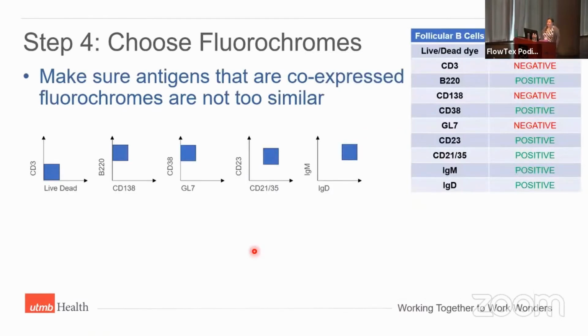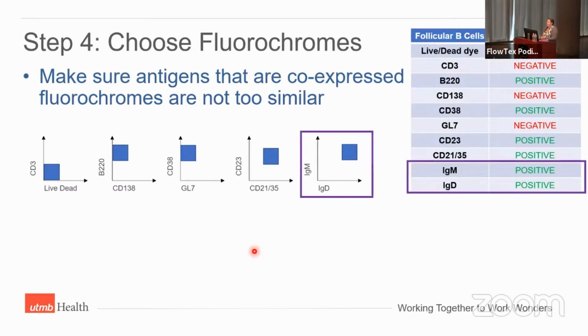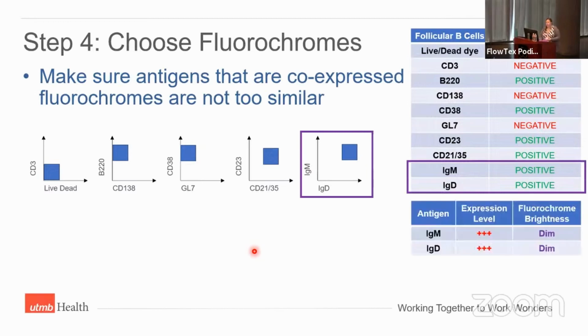And then I start actually choosing the antigens, and I want to make sure the antigens that are co-expressed, their fluorochromes are not too similar. So for example, if we look at IgM and IgD, these are going to be our confirmation markers for our follicular zone and our marginal zone B cells. They're going to be positive and they're going to be all sorts of different expression levels. So we really need this to be well separated so that we can clearly see. In this case, they were also both bright expression levels, so we want to match them with dim fluorochromes.